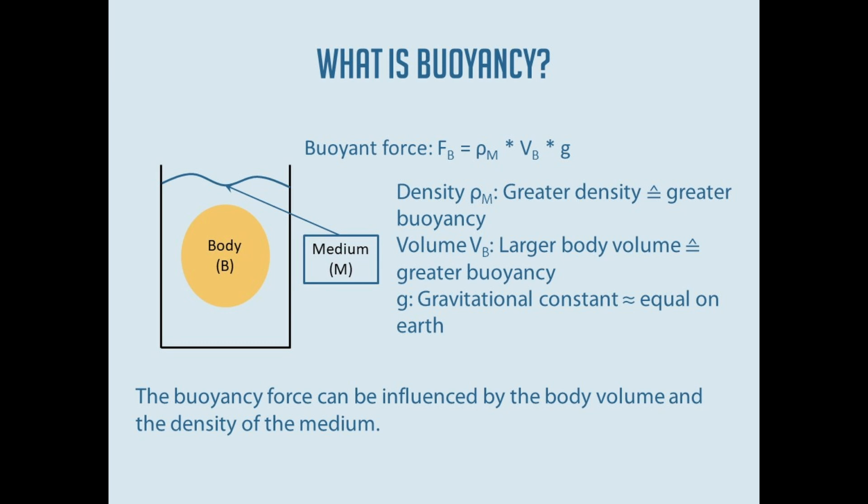The second way to influence buoyancy is the volume of the body. A larger volume also means a greater buoyant force. And finally, we have the gravitational constant. Even if it fluctuates slightly in different places on Earth, it can be assumed to be approximately constant. But keep it in mind if you ever want to dive on the Moon or Mars. We have now completed the theoretical part.